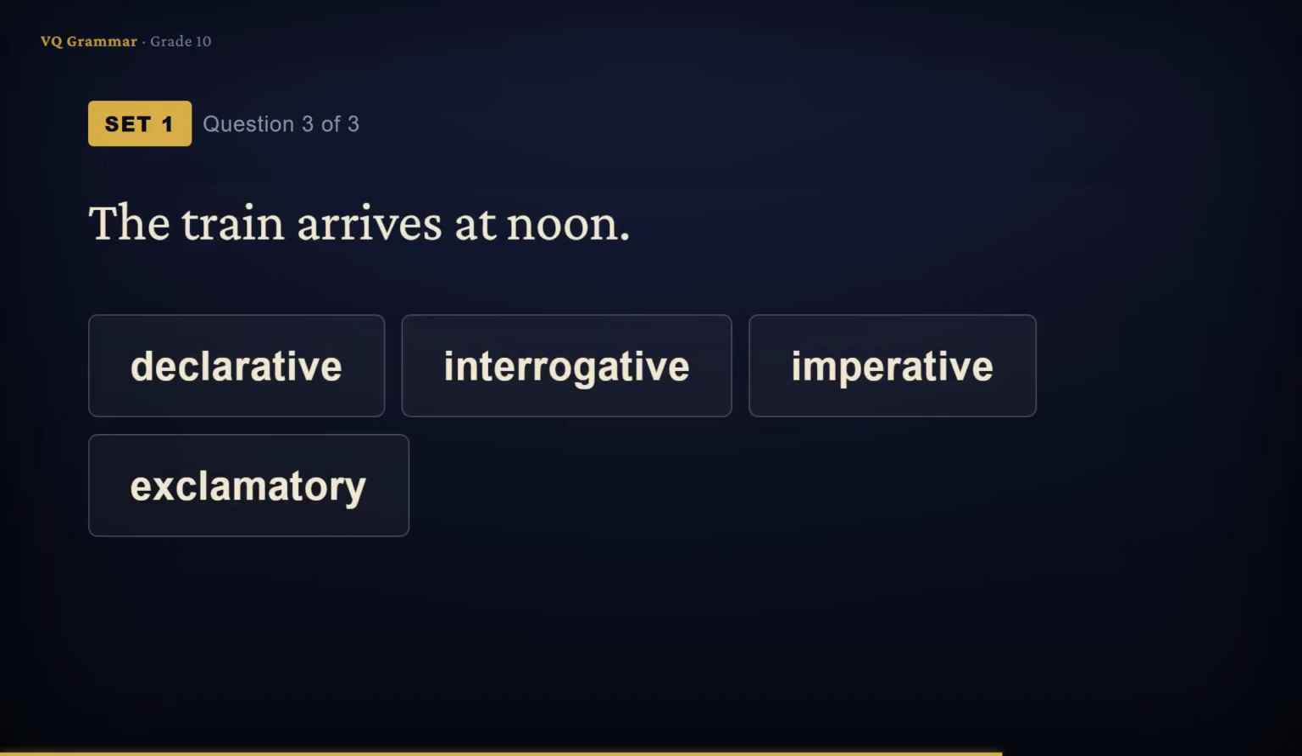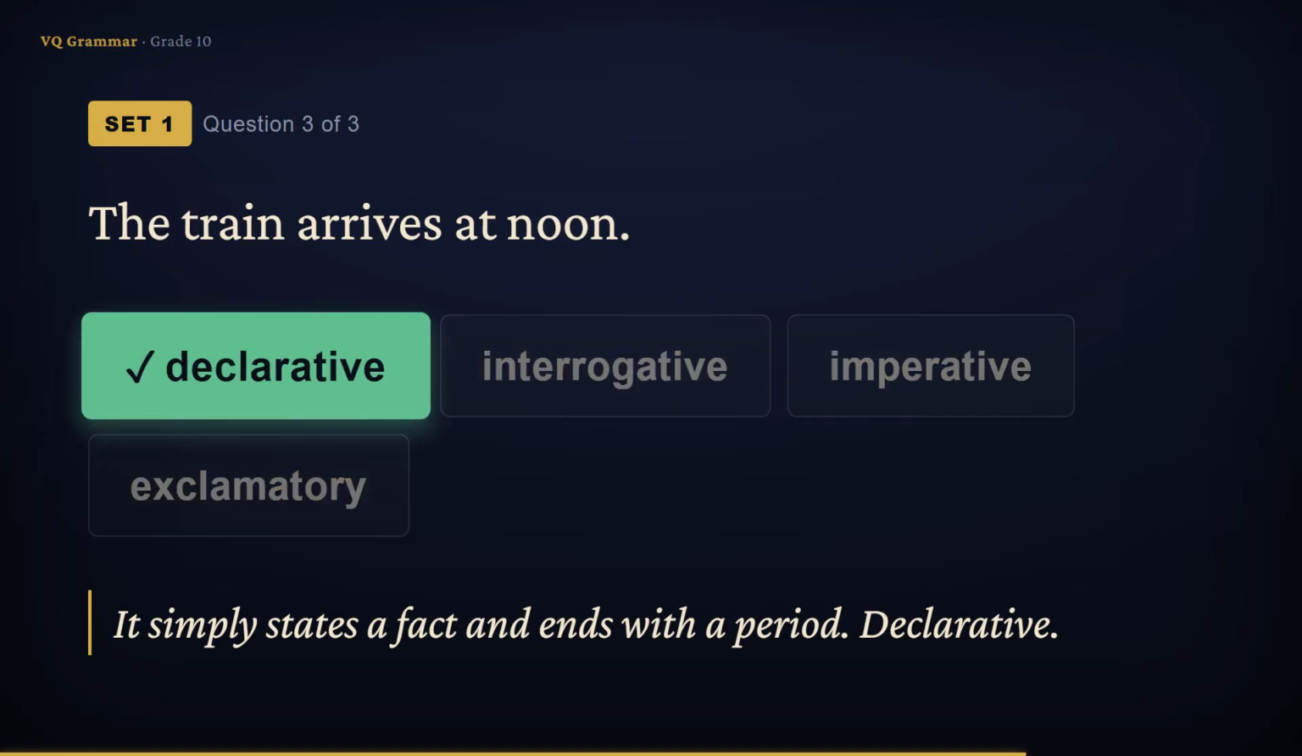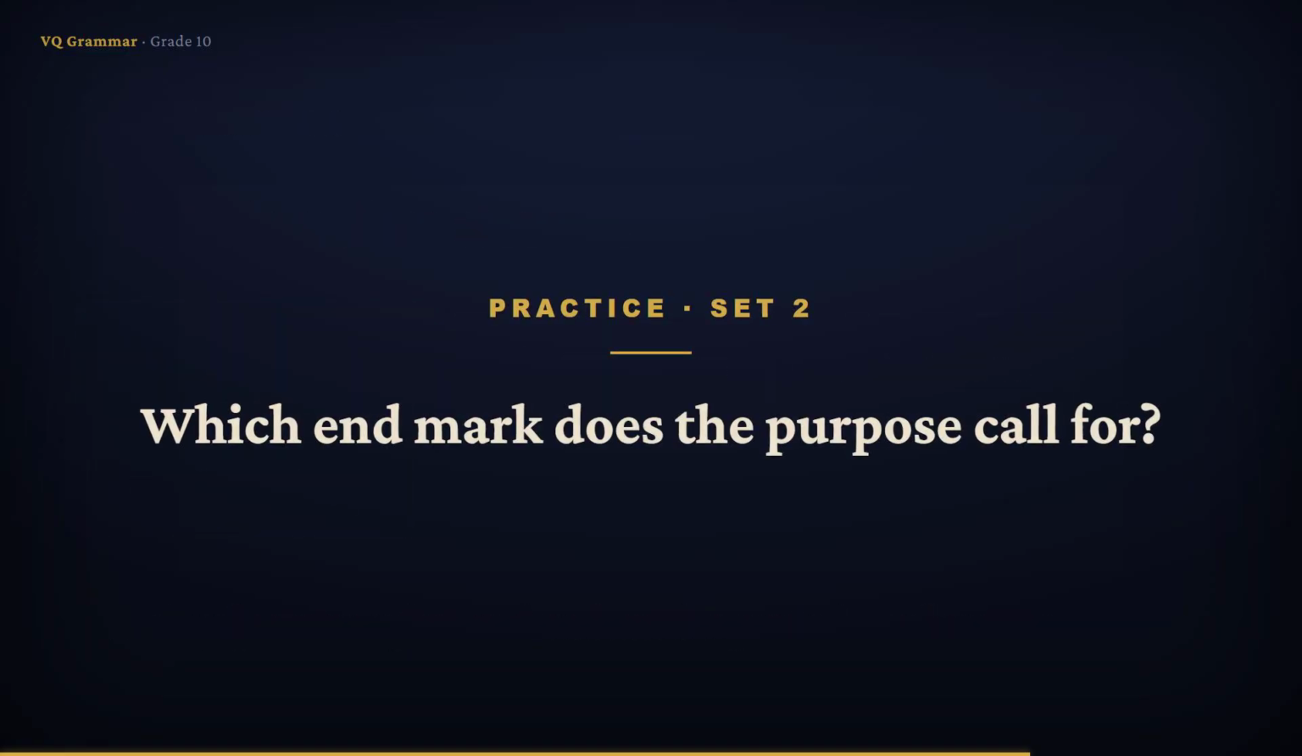The train arrives at noon. It isn't asking, it isn't ordering, and it certainly isn't shouting. It is calmly stating a fact, and it ends with a period. So this one is declarative.